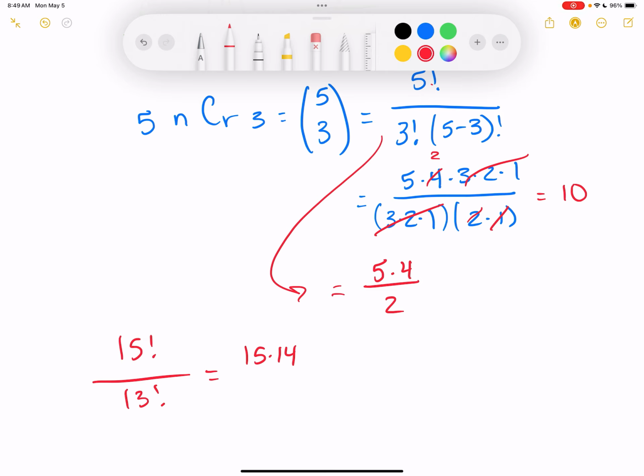Again, not that big of a deal as far as what we're doing, because you do have a calculator as well, and your calculator has a factorial button on it. It is under math and probability as well. It's option 4. And so you have that in the event that it's needed.